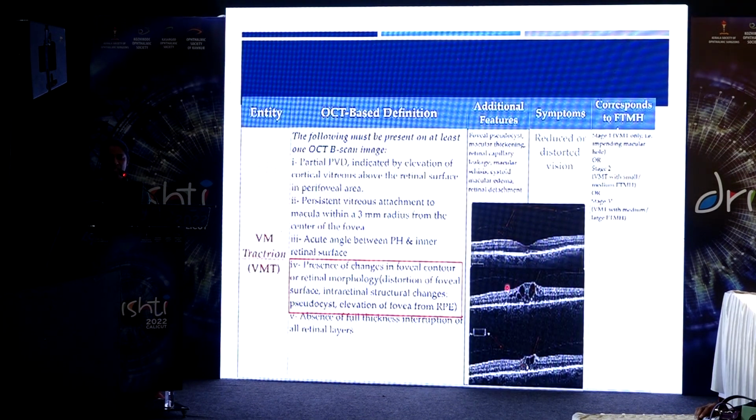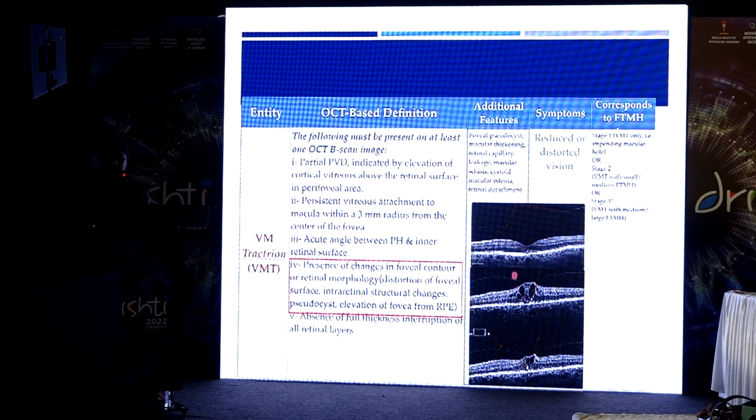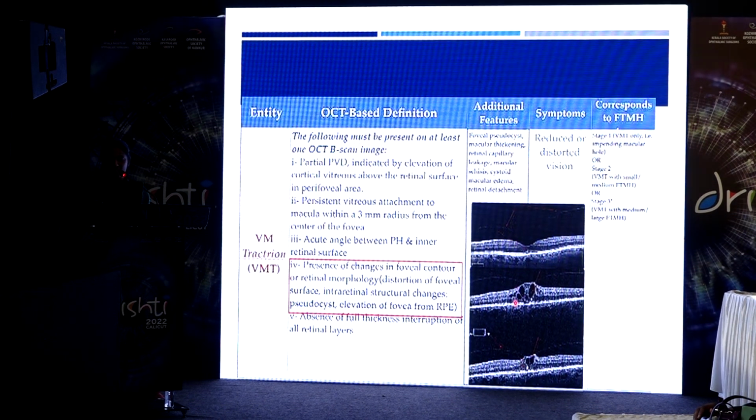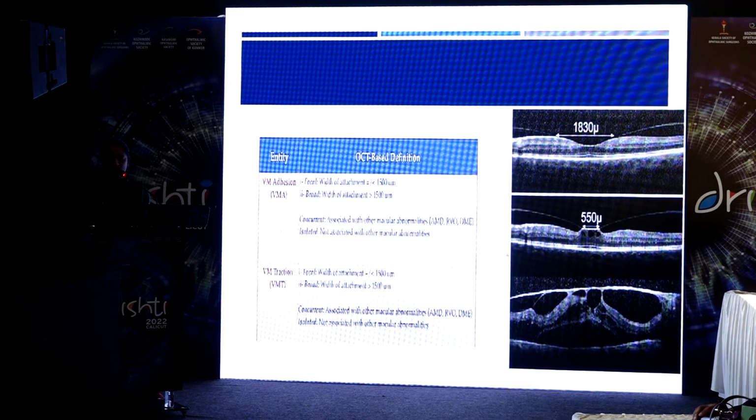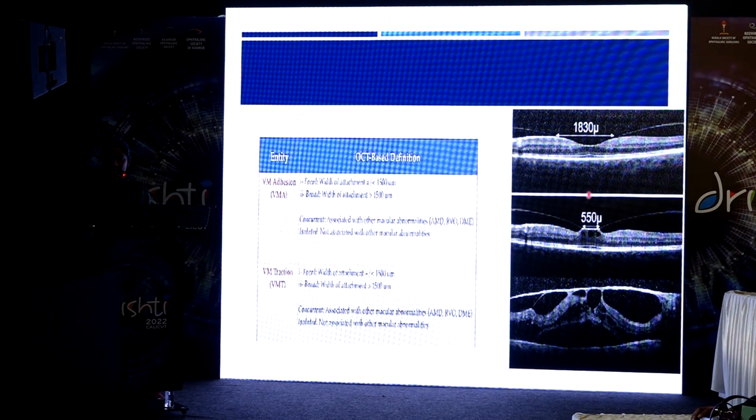Vitreomacular traction is the same, a persistent vitreous attachment within a 3 mm radius, but there will be changes in the foveal contour and retinal morphology, in the presence of foveal pseudocyst, intraretinal elevation of fovea, retinal capillary leakage or macular schisis. At this stage, the patient may have reduced or distorted vision. They call it a focal attachment if the width of the attachment is less than 1500 microns, and if it is more than 1500 they call it broad, and if the attachment is associated with any other macular abnormality such as AMD, RVO, DME, they call it concurrent.